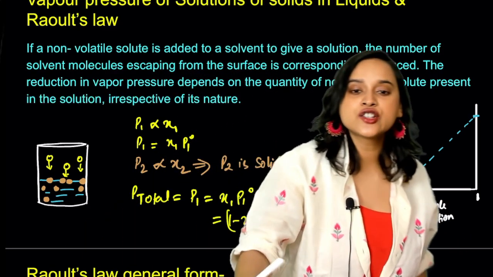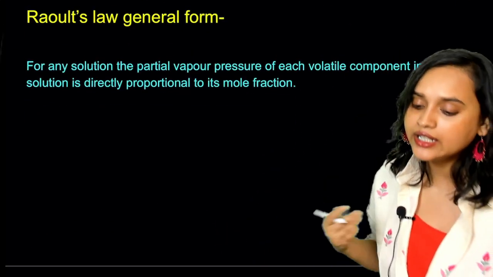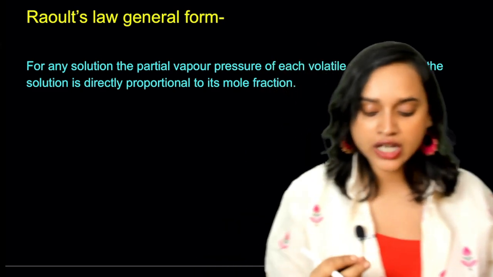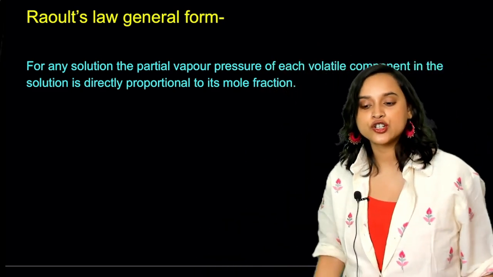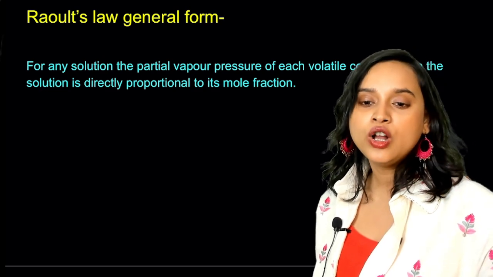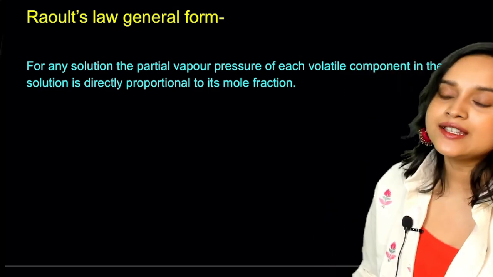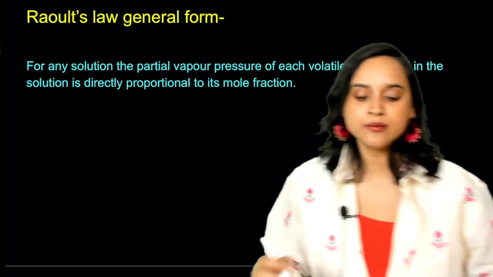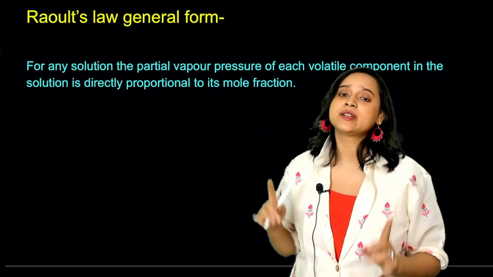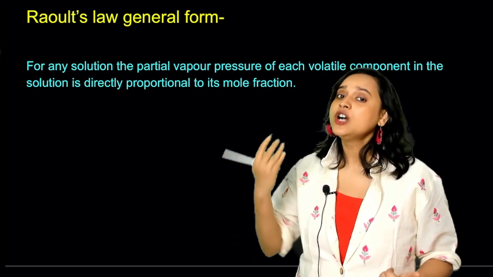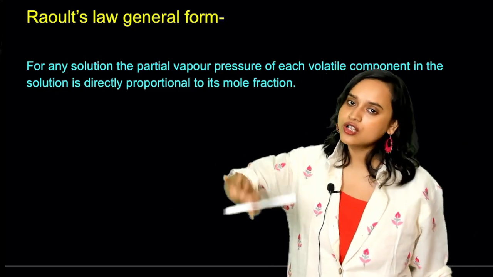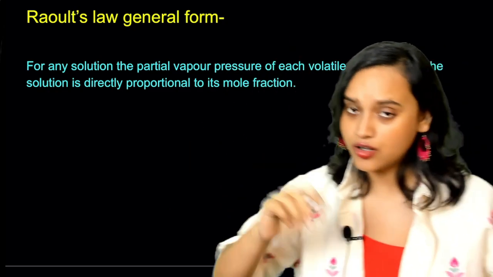Alright, now that we have understood Raoult's law, let me also tell you the general form. For any solution, the partial vapor pressure of each volatile component in the solution is directly proportional to its mole fraction. So P1 is equal to chi1 multiplied with P1 naught. P2 is equal to P2 naught multiplied with chi2. If there is another component, then also it is going to be P3 naught multiplied with chi3. Got it? Clear?